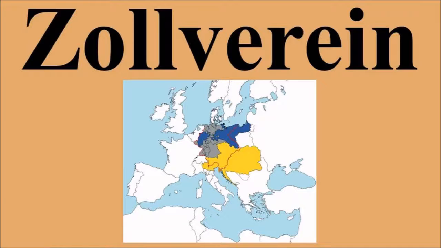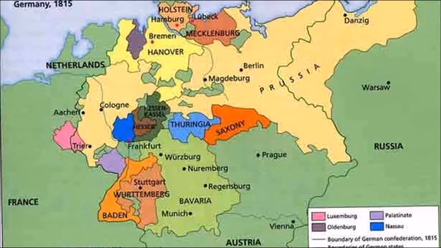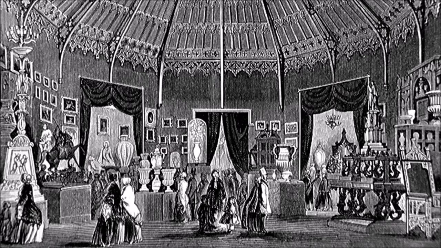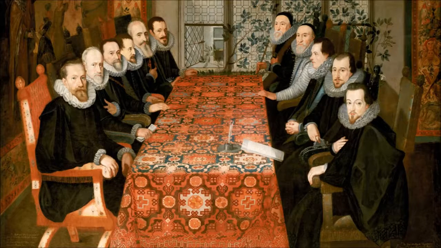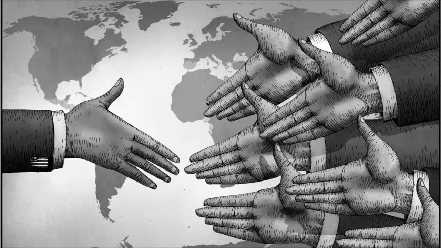Zollverein. The first step towards German unification was taken up through the creation of the Zollverein or the Customs Union. Due to different custom duties in different parts of Germany, there was no free movement of goods from one part to another. Thus, commercial treaties were signed by the different states which agreed to carry out free trading among them by removing custom duties which were levied on the goods passing from one state to another.